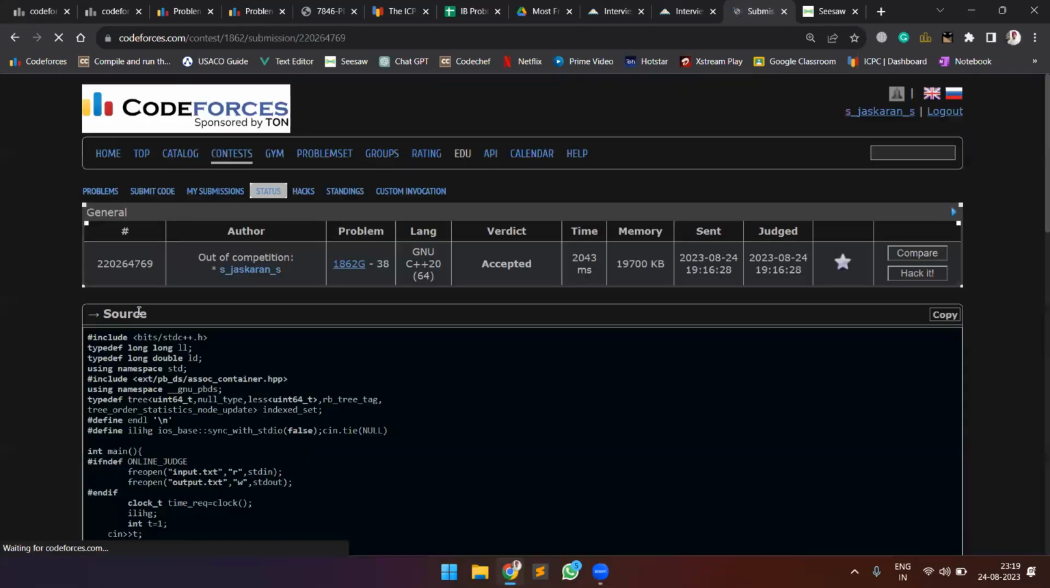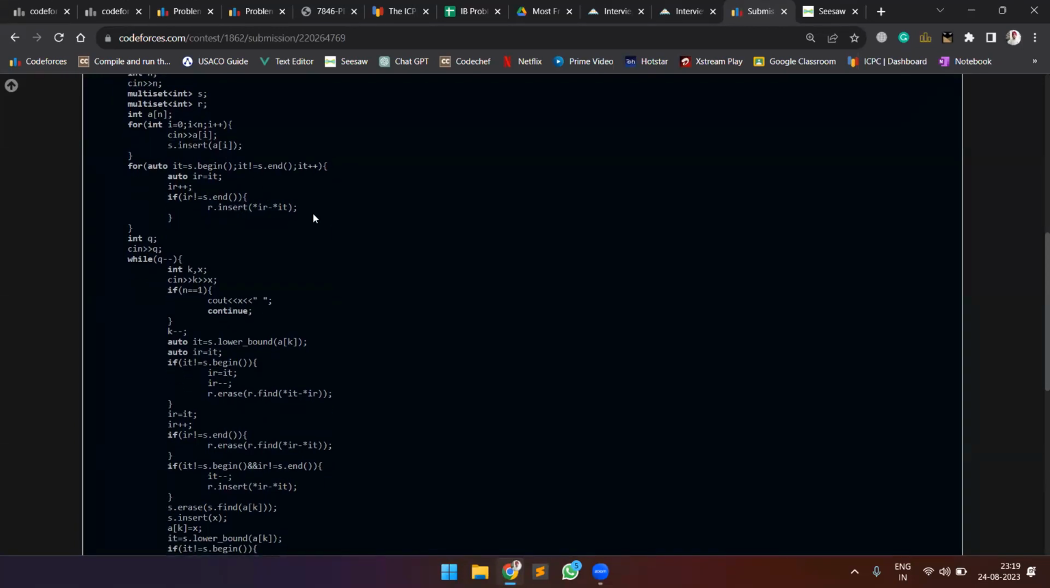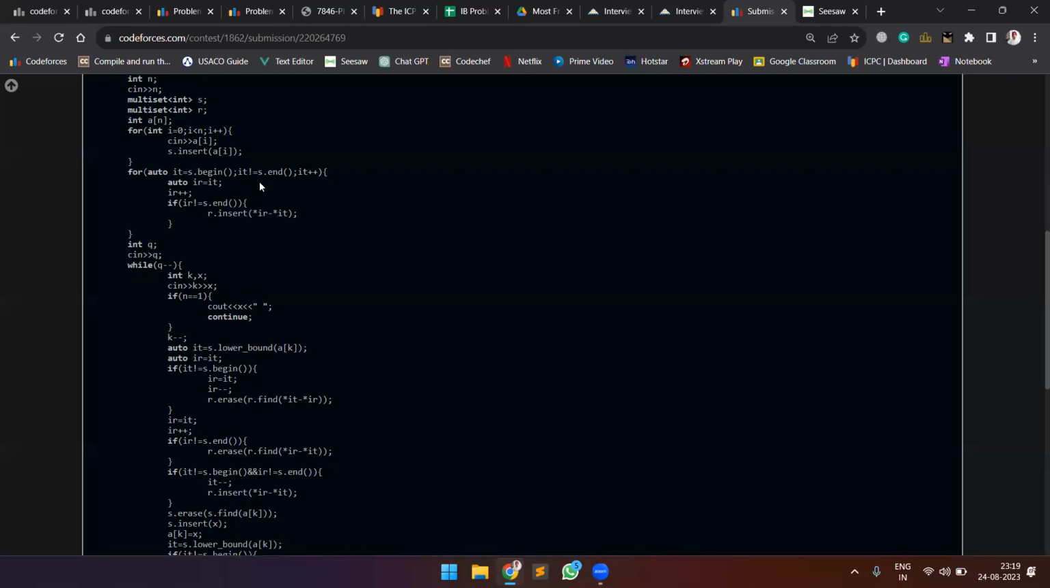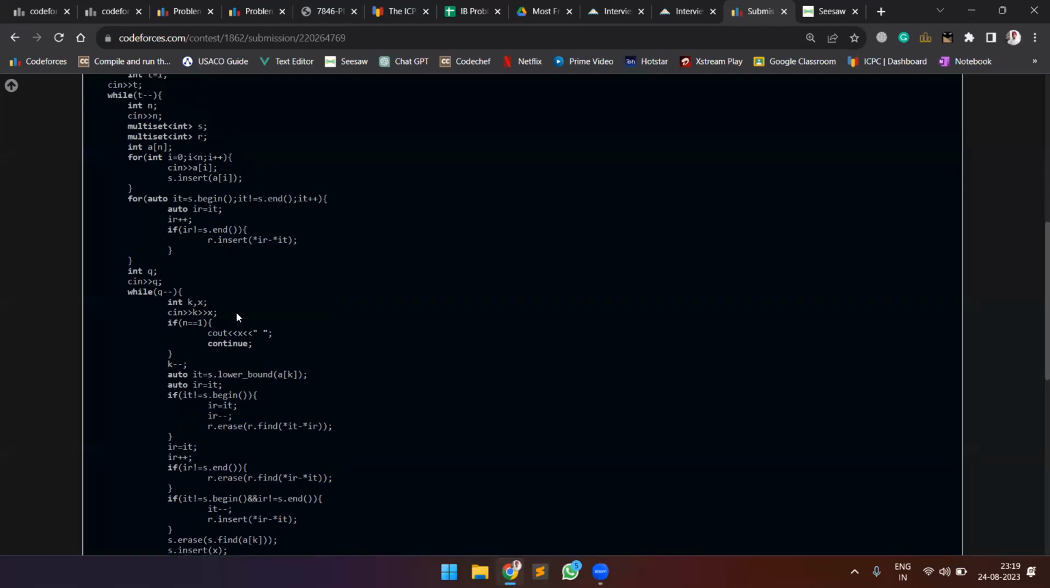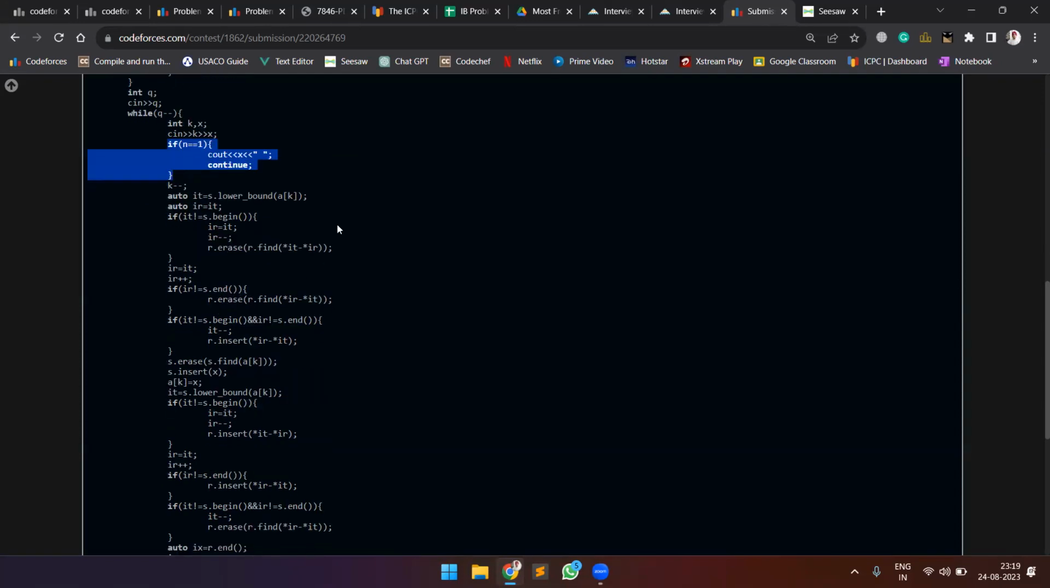I can just show you my code a bit and explain my approach. Initially we add all the differences into the multiset R. R is the multiset of differences, and S is the multiset of array numbers. Now, there was one case where n equals 1. In that case, I just print x because it doesn't matter. Basically, there is no need to maintain the multisets S and R. So here I take the lower bound of S, which gives me the iterator to A of k, the number which is currently being removed.